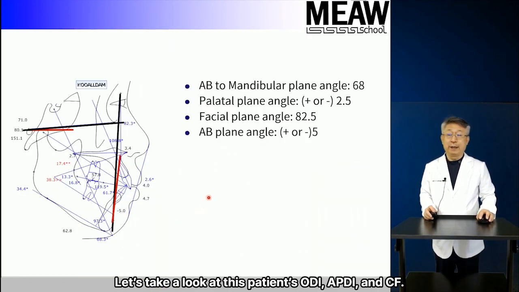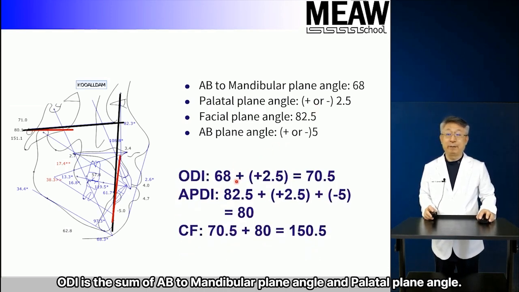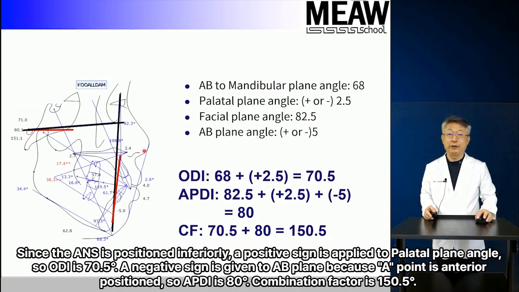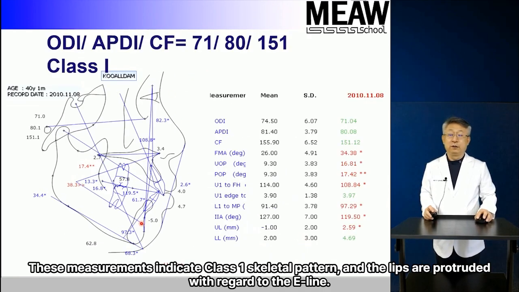Let's take a look at this patient's ODI, APDI, and CF. ODI is the sum of AB to mandibular plane angle and palatal plane angle. Since the ANS is positioned inferiorly, a positive sign is applied to palatal plane angle, so ODI is 70.5. A negative sign is given to AB plane because A point is anteriorly positioned, so APDI is 80. Combination factor is 150.5. These measurements indicate class 1 skeletal pattern, and the lips are protruded with regard to the E-line.